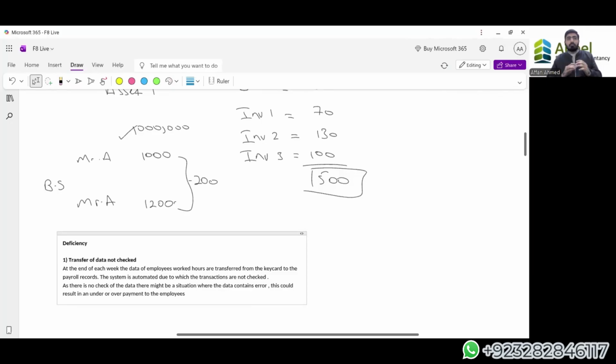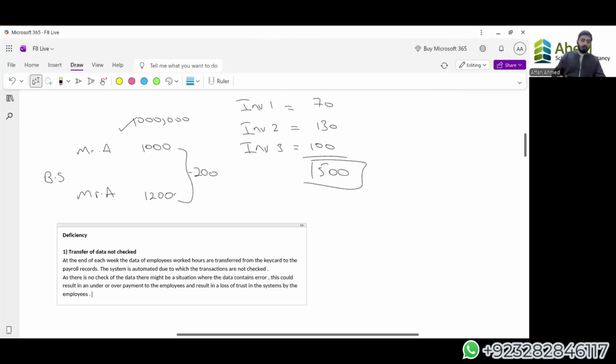That will create a situation where the employee might not trust your system. If the employee is not trusting your system, basically you are losing the goodwill within the employees. So, and result in a loss of goodwill, or loss in credibility of the accounting systems by the employee. Loss of trust in the systems by the employees. Okay, so this is a deficiency. Now this is more than enough for 1 mark.